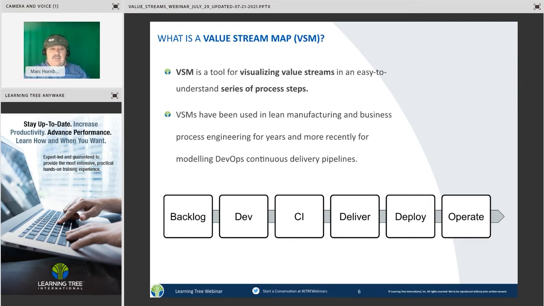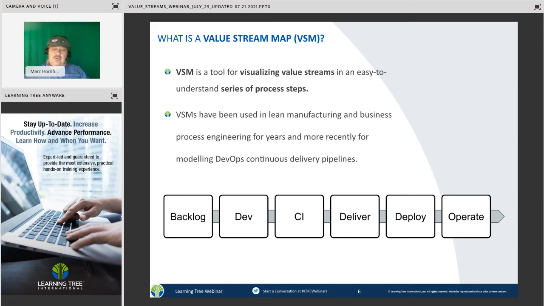I didn't invent it, certainly. There's a long history of value stream mapping methodologies. The concepts mostly were derived from lean engineering and lean manufacturing and business process engineering over the years. And more recently, it's been applied to DevOps and continuous delivery pipelines and things that are basically value streams.